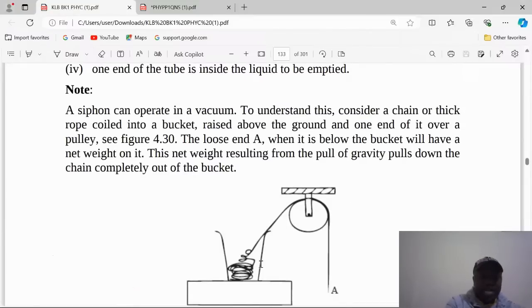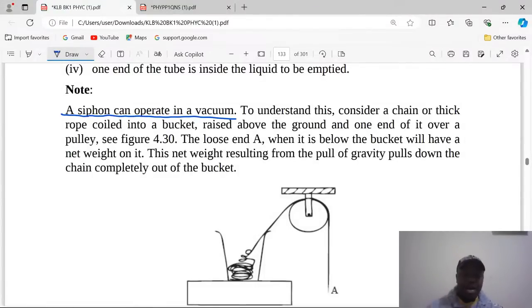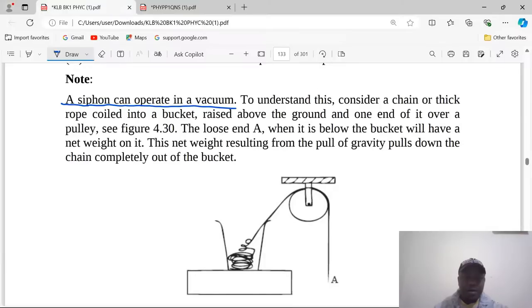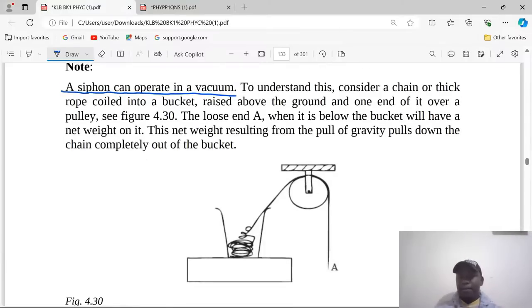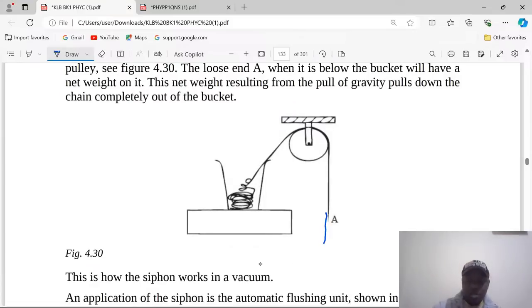Just check. We are told that a siphon can operate in a vacuum. To understand this, consider a chain or thick rope coiled into a bucket raised above the ground, and one end of it is over a pulley. See the figure here. The loose end, when it is below the bucket, will have a net weight on it. This net weight resulting from the pull of gravity pulls down the chain completely out of the bucket. So as long as there is a net weight here, remember this rope is below the bucket, the weight here we are calling the net weight.